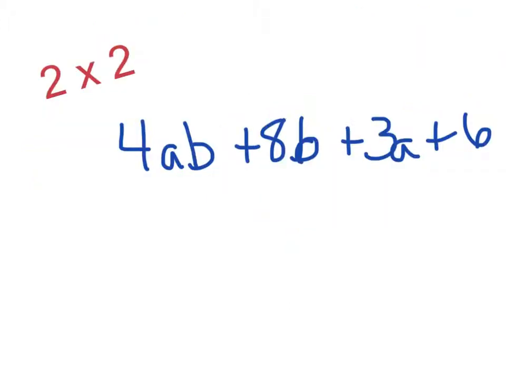Okay, but what if you don't have a GCF? For instance, in this problem you have 4ab plus 8b plus 3a plus 6. Okay, so they don't have any variables in common all the way through. These two have a's, but these two do not. These two have b's, and these two do not. And they also don't have any numbers in common.